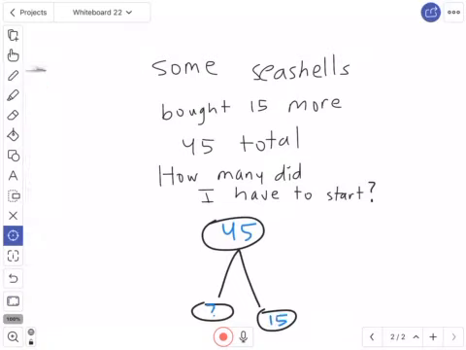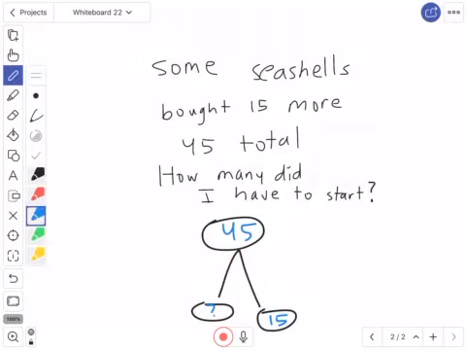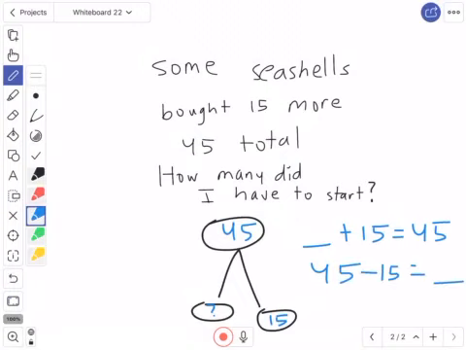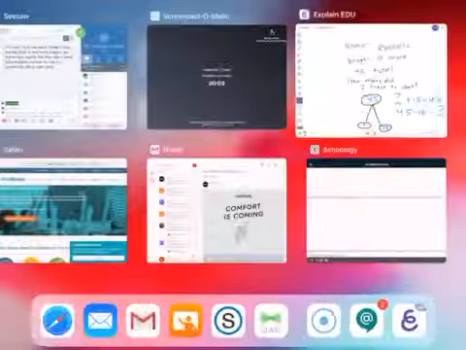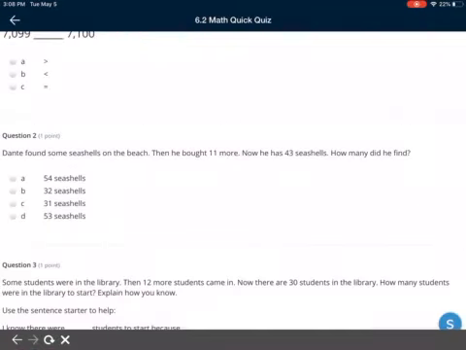One way to think about this is I can do a part plus a part to equal a total. But when I don't know what one of the parts is, then I'm going to do the opposite. Some seashells plus 15 equals 45. Well, I can do the reverse and do 45 minus 15 equals my missing part. Then I can use that to help me figure out how many I had to start. So you can use that kind of thinking to help you with number 2.